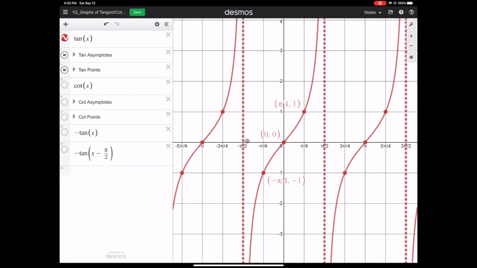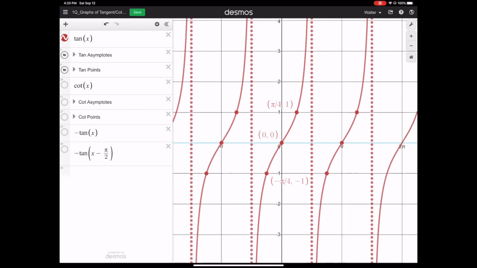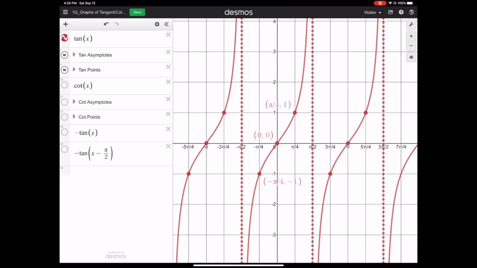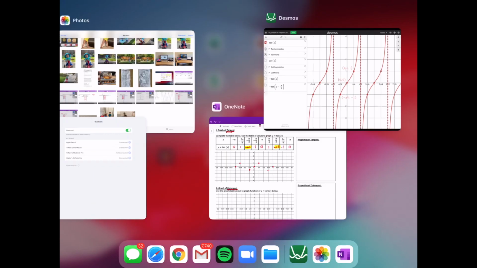So the period, how often does this repeat? It's a repeating thing. So if we were to scrunch in, you notice that it repeats over and over. It's the same thing, just like sine and cosine. So what's the period of this? Well, if you go from negative pi over 2 to pi over 2, that's 2 pi over 2s, or that's just a length of pi. Okay, so that's the period of this tangent function.